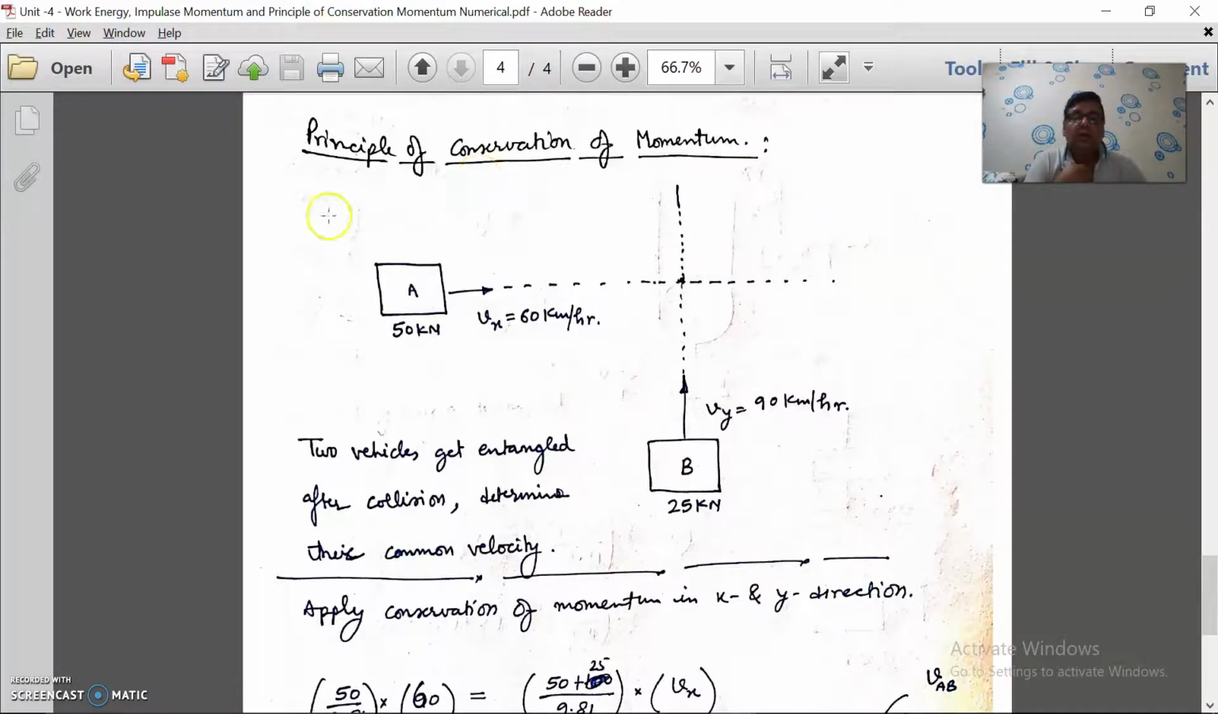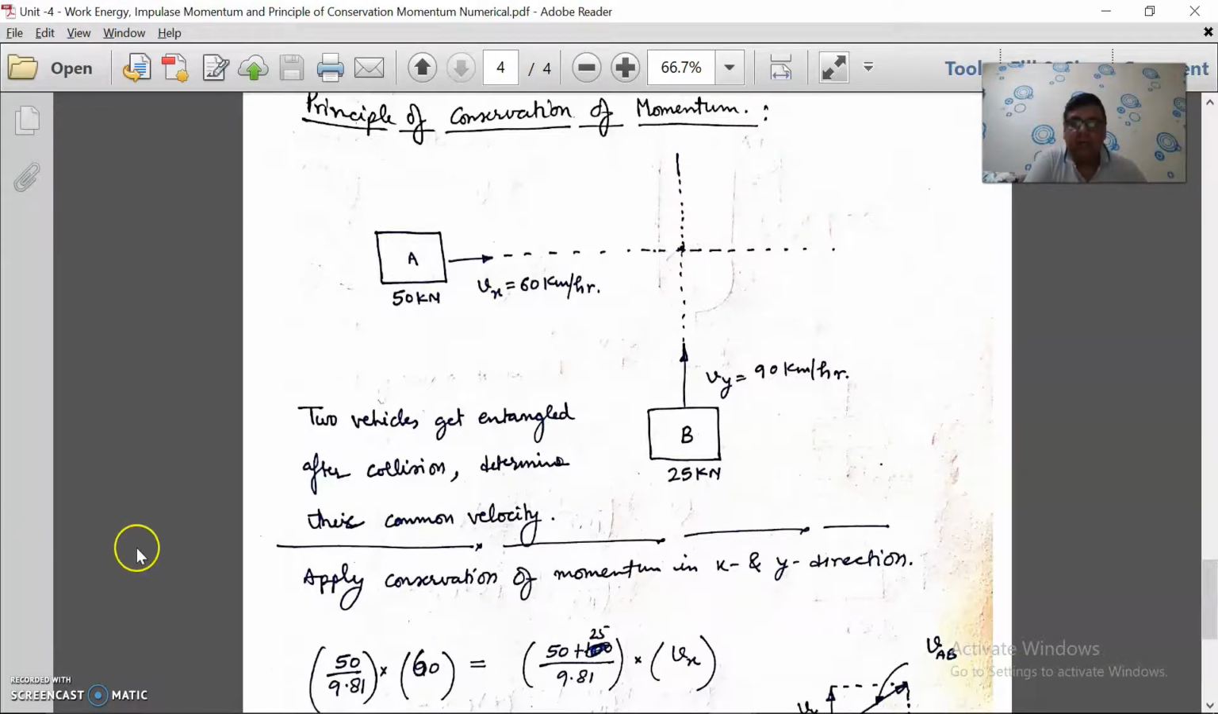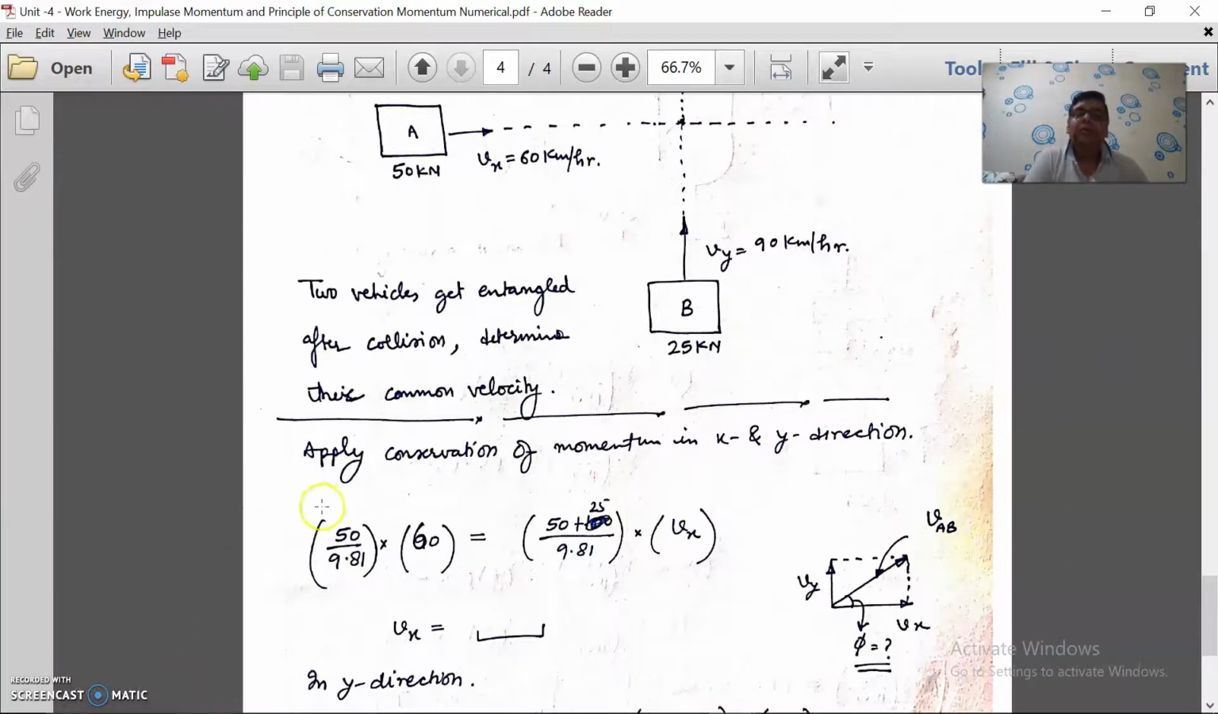Okay, so what exactly we'll do is, we'll find out the x component of that final velocity, and we'll find out the y component of that final velocity. And once we're done with the x component and y component, then we'll calculate the final velocity and its direction as well. So let us see how to calculate the x component of that common velocity. We'll apply the conservation of momentum in the x-axis and y-axis.